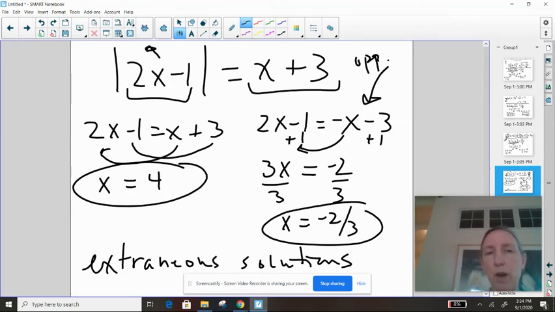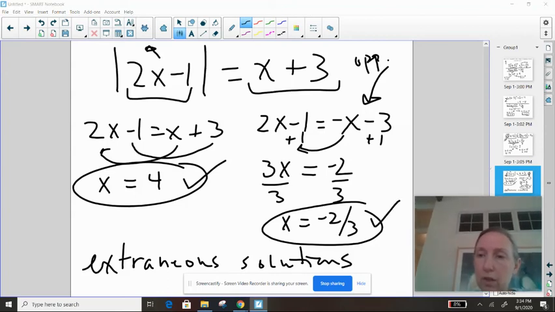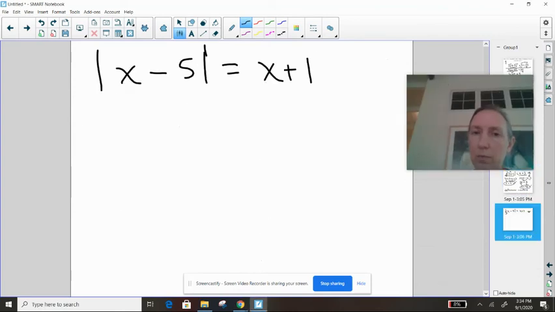So if I plug in 4, I get 8 minus 1 is 7. I plug it in on the right-hand side and I get 4 plus 3. This one works. And I do the same thing with my negative 2/3. I plug it in and the two sides are actually equal to each other. So I'm good. Now you go ahead and pause your video and do this one. I'm going to come back and actually do it with you, either way, whether you got it right or not. So pause your video. Try it yourselves and then come back and see if you got it right.